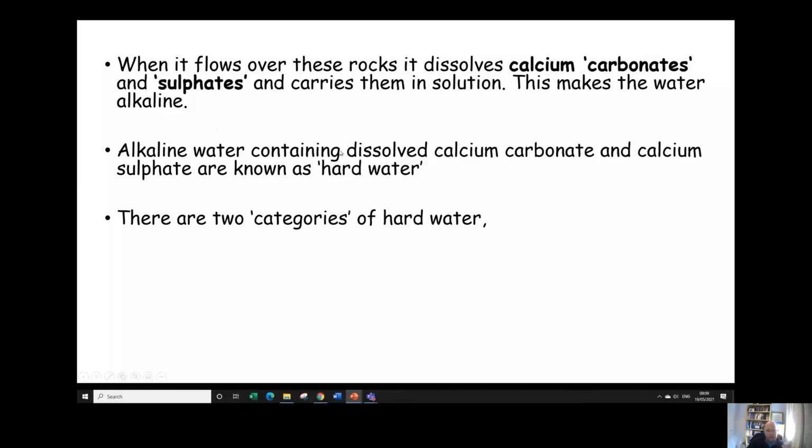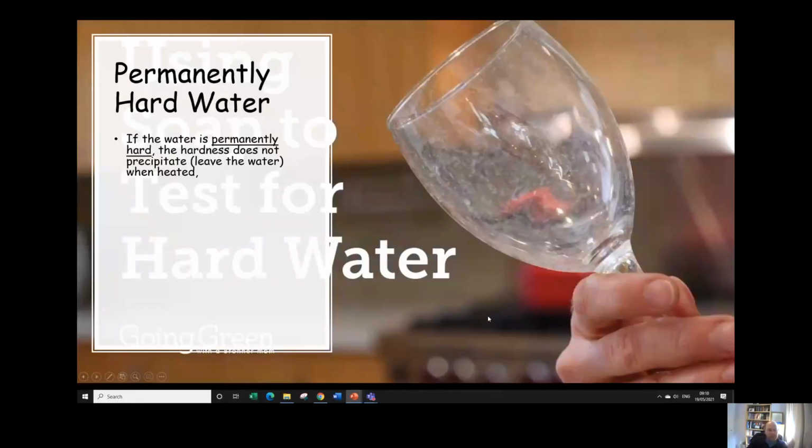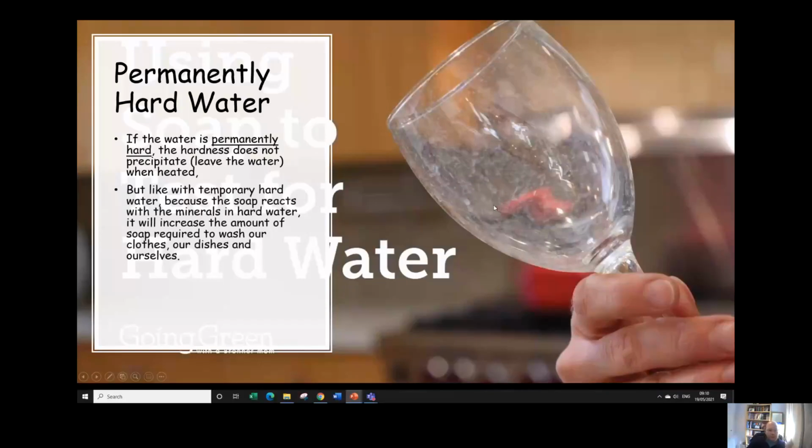So hard water would be alkaline water, and there are two categories of hard water: temporary hard water, which is most likely to have dissolved calcium carbonate in it, and permanently hard water, which would have dissolved calcium sulfate in it. The big difference between them, apart from what rock is dissolved in them, is how they react when heated. With permanently hard water, the hardness wouldn't precipitate out when the water's heated, but with temporary hard water, if you heat it up, the rock will start to precipitate out and fur up heat exchangers and cause some issues in the pipework.